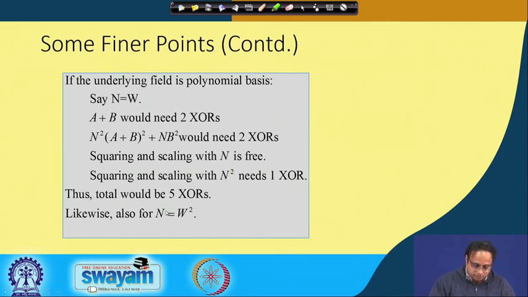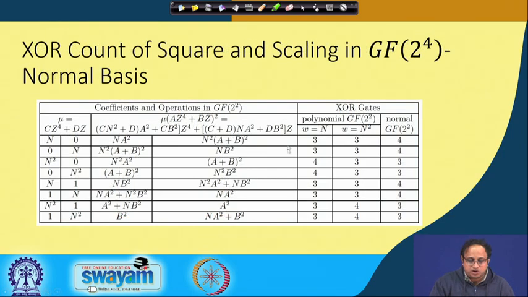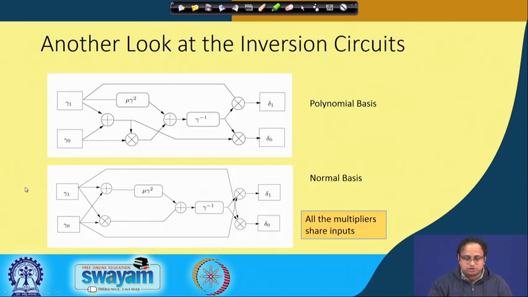Likewise for n equal to w square. So that is exactly what we see in this table, where if you do the lower field computation in polynomial basis, you require 5 XORs each, whereas if you do this in normal basis, you need 6 XORs. So likewise, you can work out the XOR counts for squaring and scaling in normal basis, and you can see that there is a little bit of advantage when you are doing the computations in normal basis. There is another very interesting look that you can take at the inversion circuits.